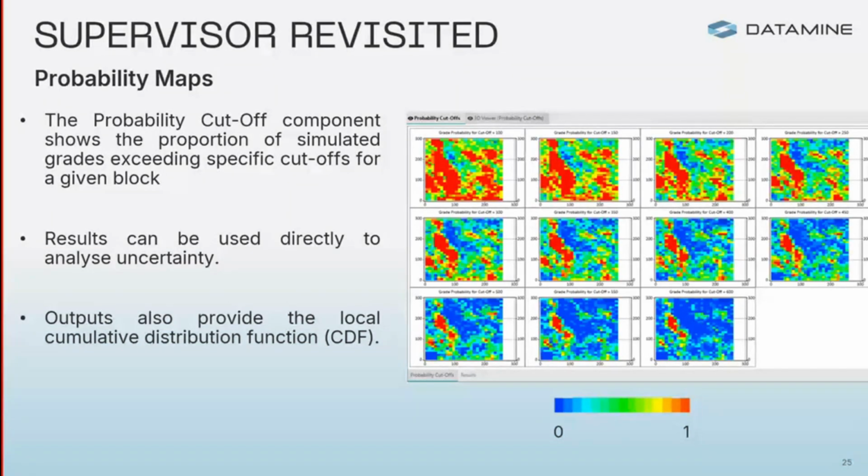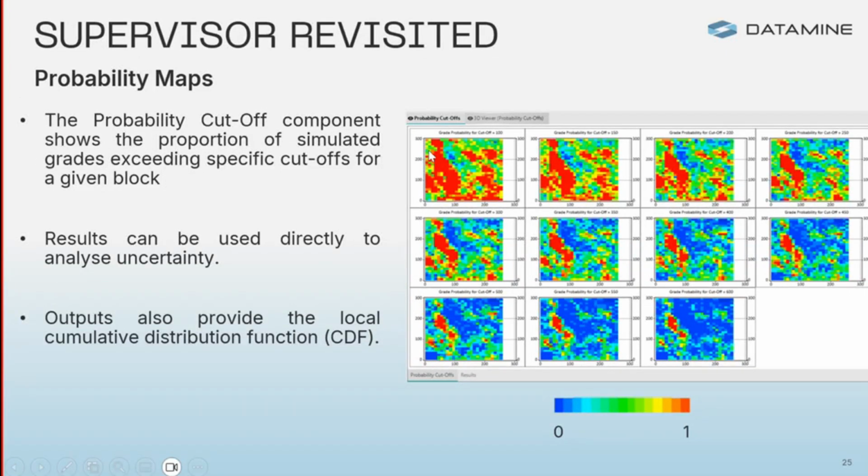Look, the idea of the probability component here is that we run a number of simulations. We reblock that, and what happens now is that for each block, you have a number of simulations. Let's say that you have 10, okay? So the idea now is to apply a cutoff and say, look, what is the proportion of simulated values above the cutoff in this block? And we use that proportion to color code the block.